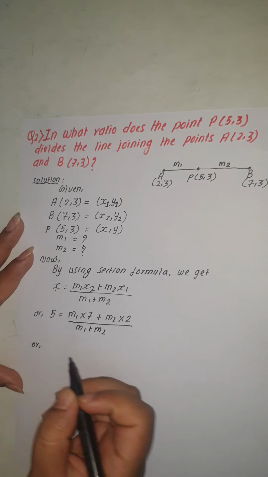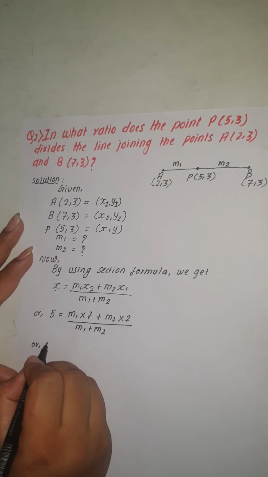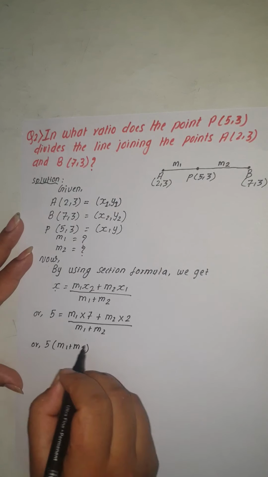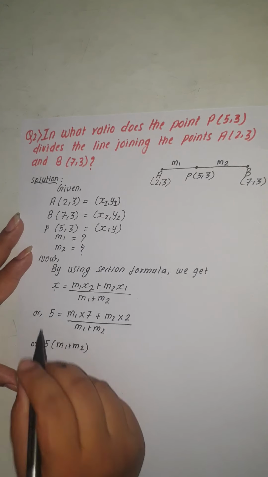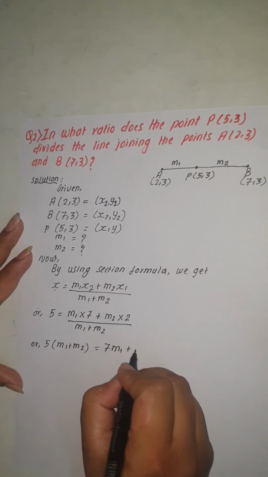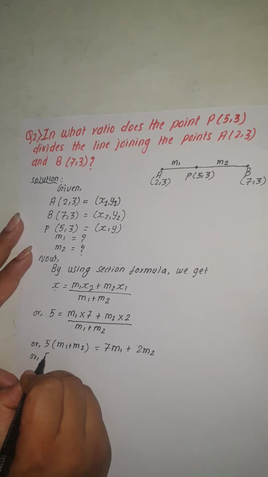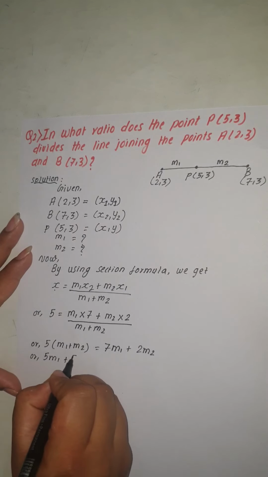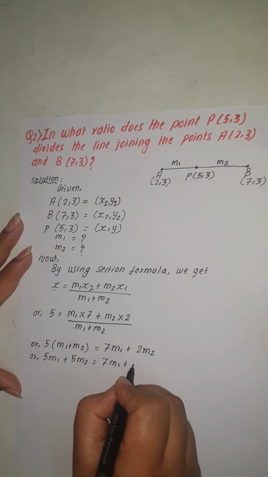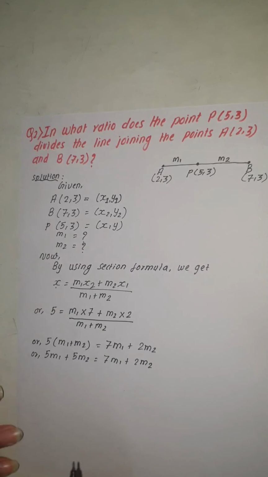Now we can do cross multiplication, this 5 with m1 and m2. 5 times (m1 plus m2), we have shifted this m1 plus m2 to this side, equals 7 m1 plus 2 m2. Let's open this bracket: 5 m1 plus 5 m2 equals 7 m1 plus 2 m2.